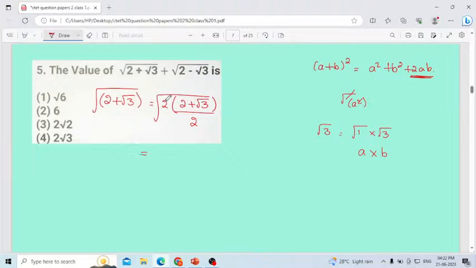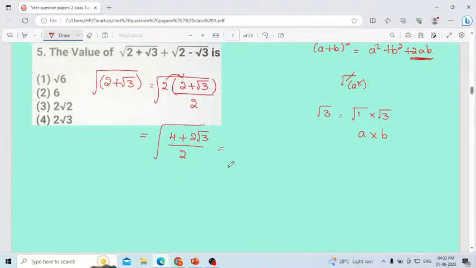Then multiply this number with 2: 2 twos are 4, plus 2 root 3, divided by 2. This is the square root, the whole square root. Keep this one as it is.